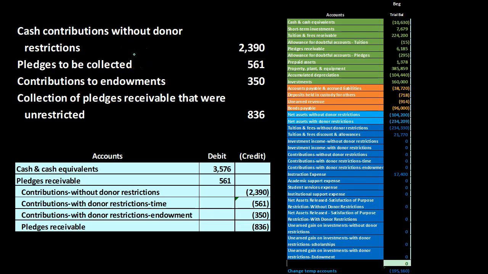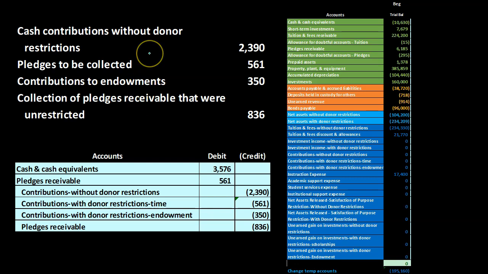Here we have the cash contributions without donor restrictions. We have the pledges to be collected. We have the contributions to endowments. We have the collection of pledges receivable that were unrestricted. So we could think of these, of course, as separate types of transactions. We're going to be grouping them together here in one larger transaction. Let's see what that might look like.